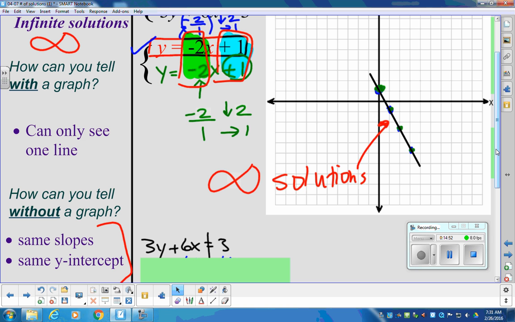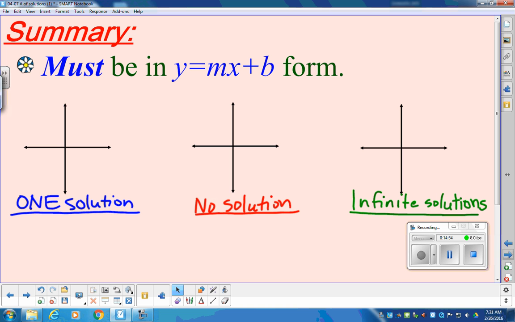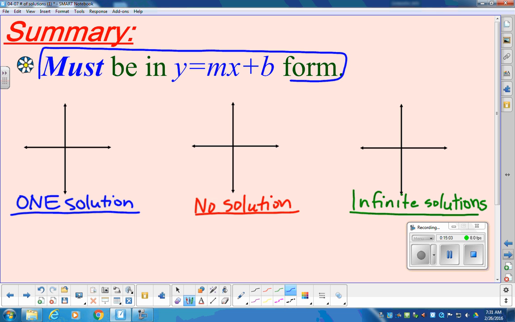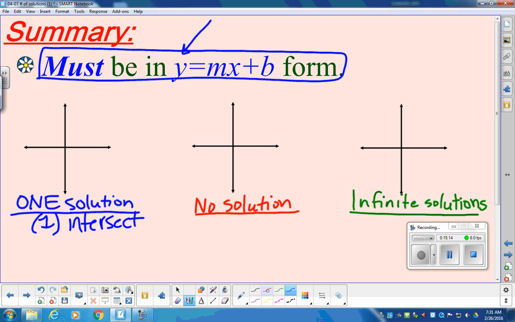For our summary, go ahead and go to the summary. You have one solution, no solution, and an infinite number of solutions. So for talking first about one solution, first of all, you have to be in y equals mx plus b form. Make sure you solve for y, otherwise this does not work. If you have one solution, that means that you intersect one time. So you would just draw a picture of two lines intersecting one time. Maybe this line, that line, they intersect right here. They have a POI. That's an example of one solution.